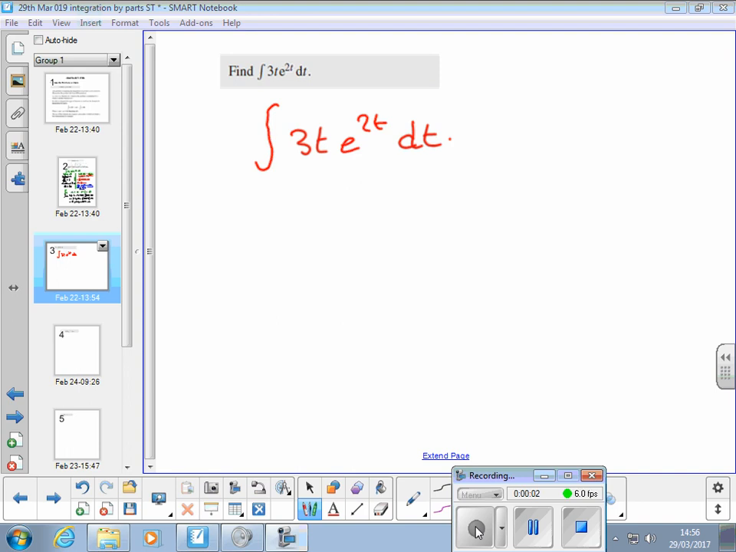What are we going to let equal u here? What would you think? 3t. dv equals, therefore, e to the 2t.